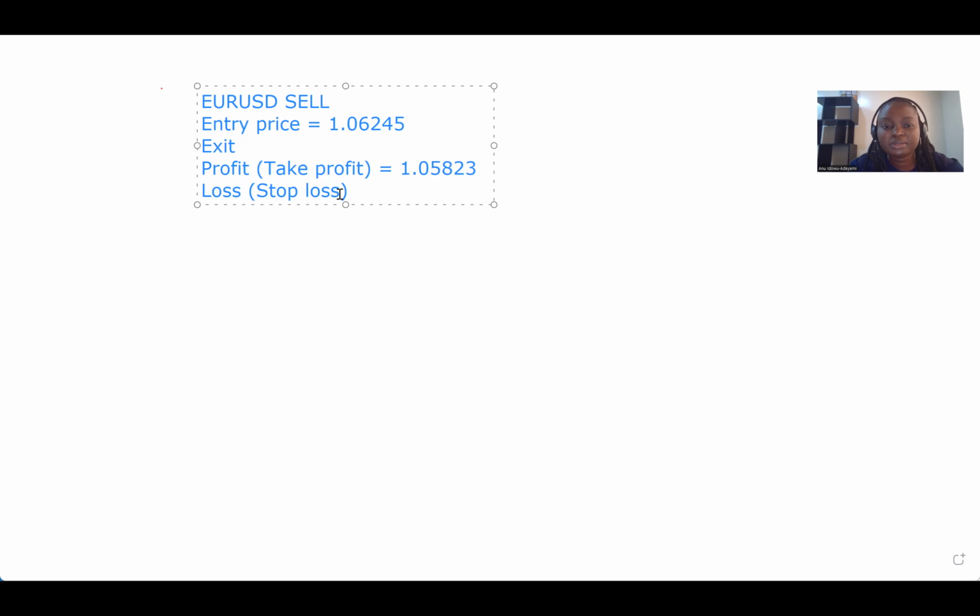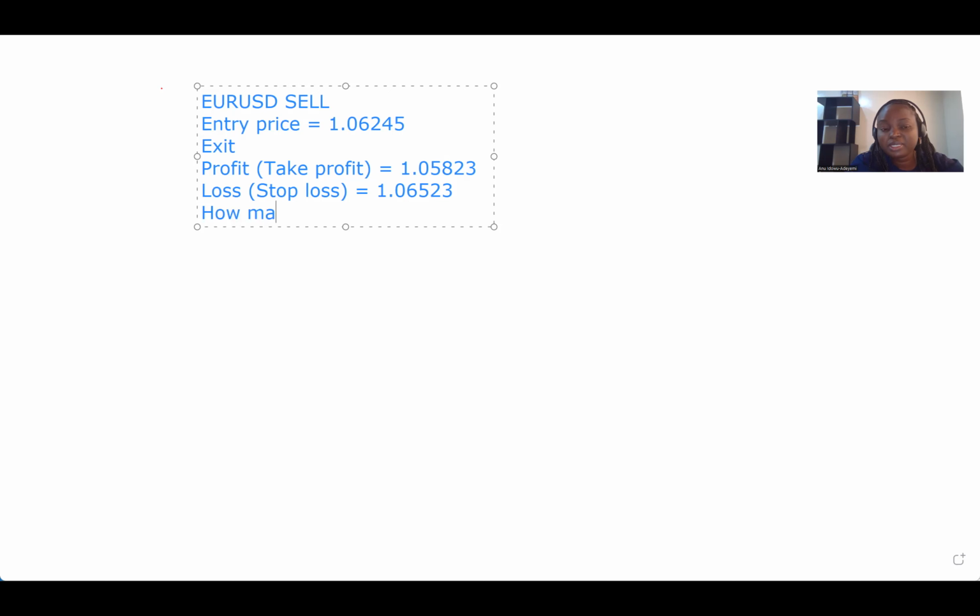Okay, let's say this is my take profit, while my stop loss is, let's say, 1.06. Now, let's assume I have these parameters. I'm entering at this, which is my entry price, and I'm exiting either in profit or in loss here. Now, it's important to know how many pips my take profit is.